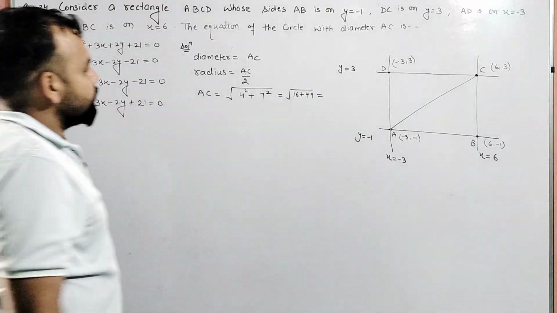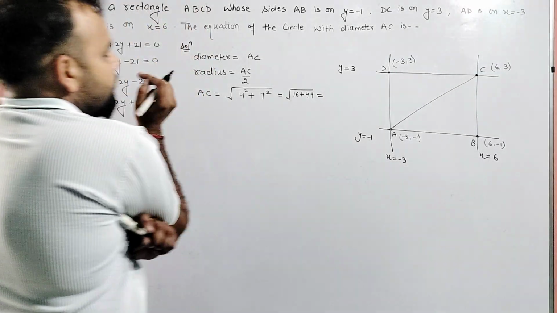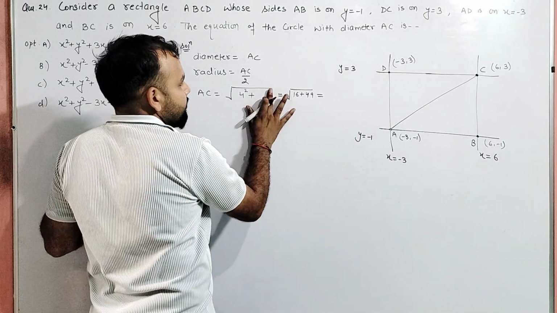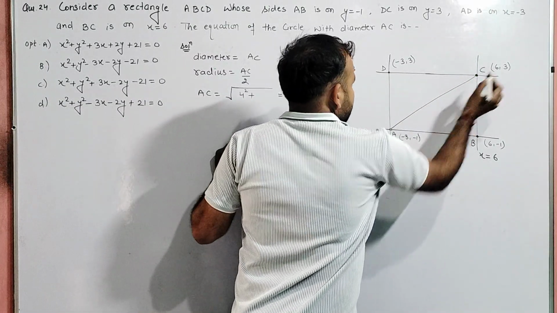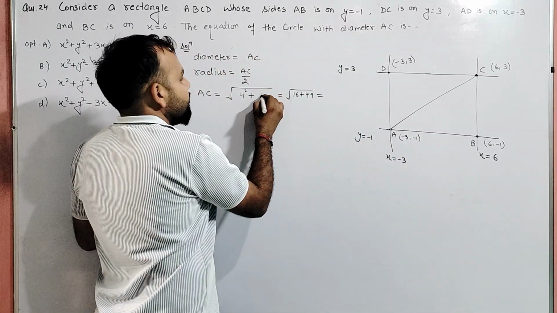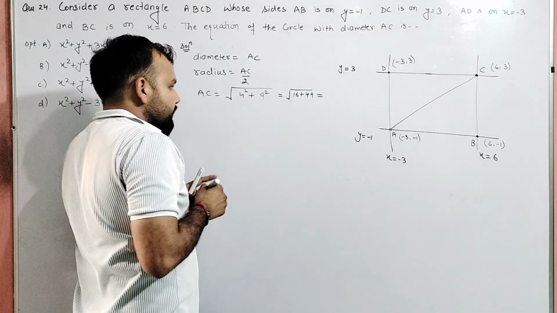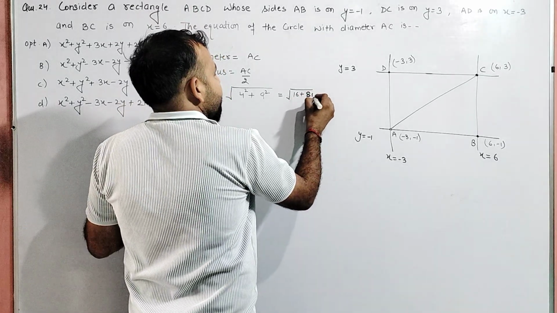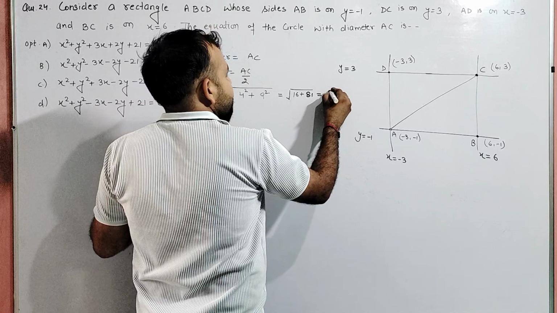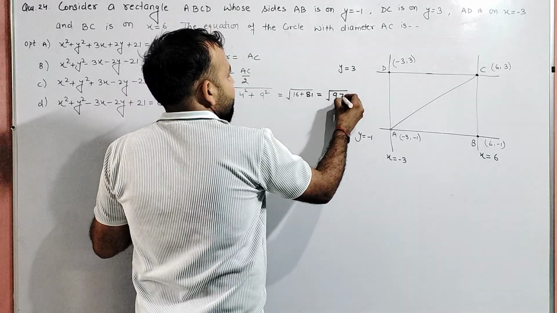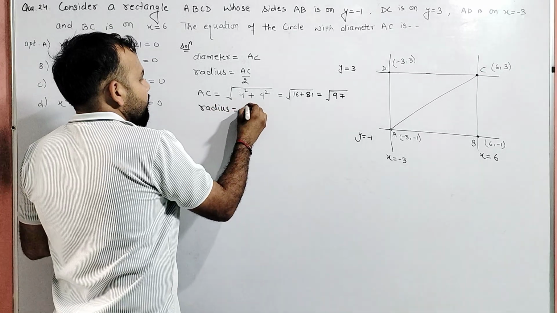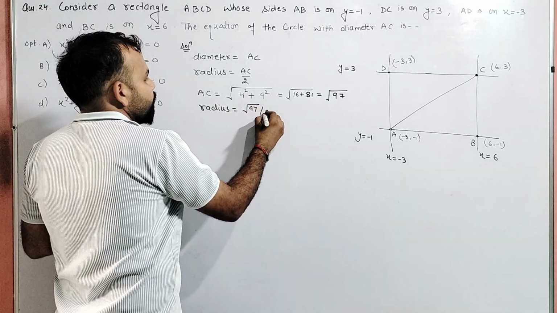Sorry students, I think there is a mistake. I will check. Student, this one is our mistake. 6 minus of minus 3, that means 9. 9 square, that is 81. And 4 square is 16, so we can say that this is our 97. So we can fix our radius as root 97 by 2. Okay student.